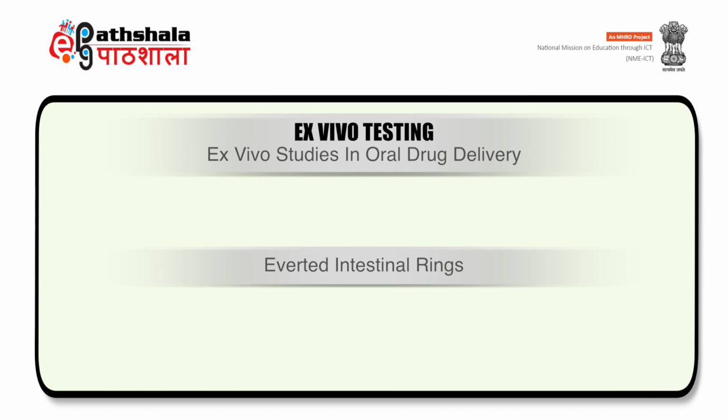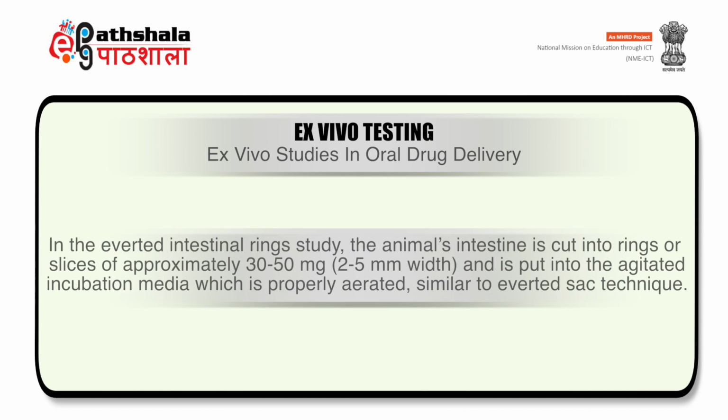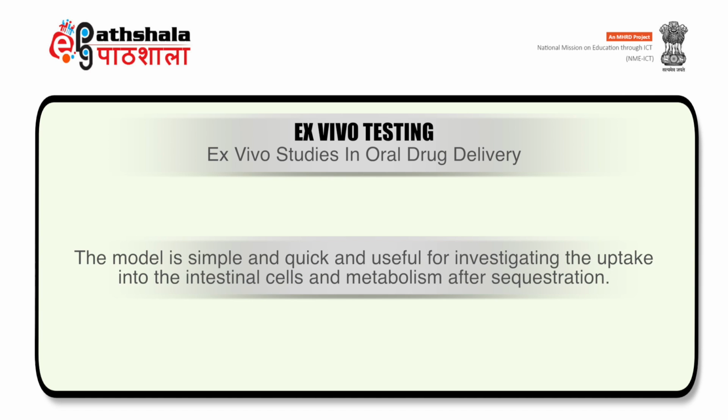Another technique is everted intestinal rings. In the everted intestinal ring study, the animal's intestine is cut into rings or slices of approximately 30 to 50 milligrams and is put into agitated incubation media, which is properly aerated, similar to the everted sac technique. The model is simple and quick and useful for investigating the uptake into the intestinal cells.